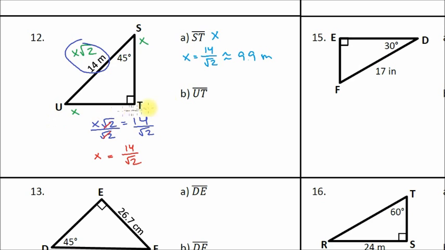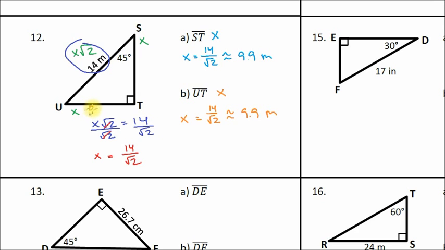And then UT is also a leg of a 45-45-90, so that's going to be the same thing. UT is going to be x. Let me change that color. Since UT is a leg, it's also x, and x is still equal to 14 divided by the square root of 2, so this leg is also 9.9 meters approximately, and I'm going to go ahead and label that.